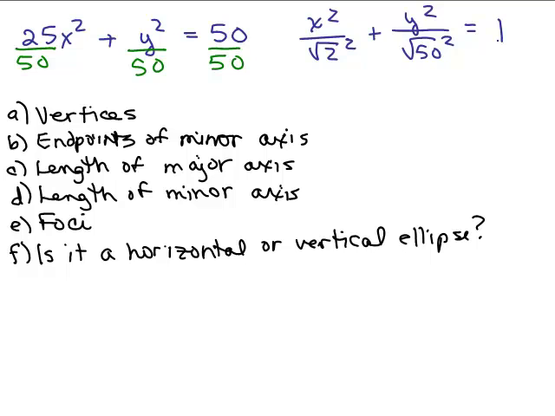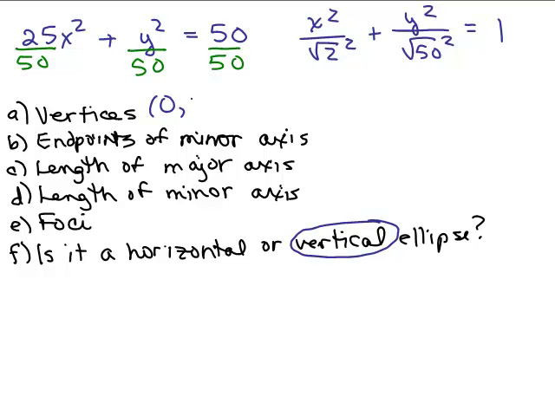All right, so vertices. Now, look at the denominators. Which is the bigger number? It's under the y. All right, so horizontal or vertical ellipse? Vertical, because the number under the y squared is the bigger number. All right, now what about the vertices? They're then on the y-axis, so it's going to be 0, square root of 50 and 0, negative square root of 50. Now, that's fine.